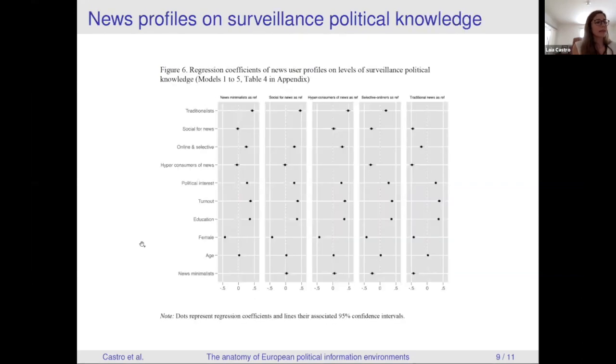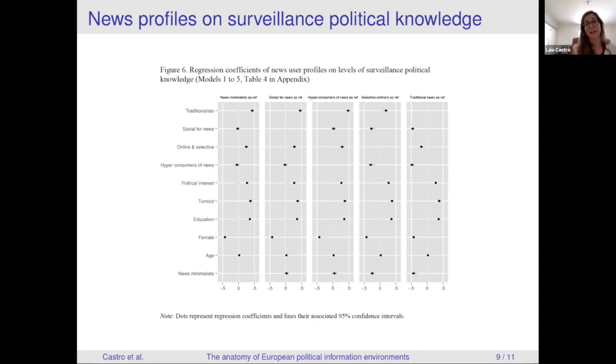So when we relate these different news user profiles to levels of political knowledge, we also found interesting patterns. So for example, the two user profiles that I just showed tend to perform better than the rest in that they tend to be positively associated to levels of political knowledge. And this is the case regardless of which profile we take as a reference category for traditionalists.